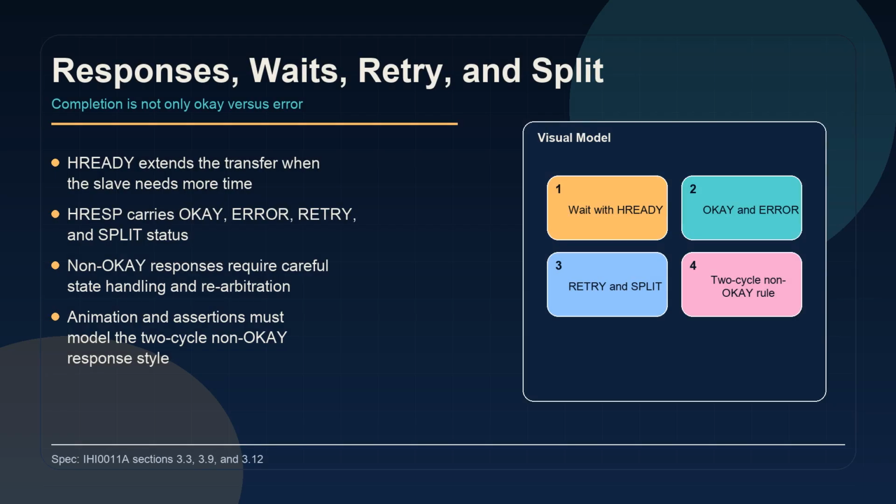Completion logic is where many AHB bugs live. HREADY extends a transfer when a slave needs more time. HRESP distinguishes OK, error, retry, and split. Retry and split are not just error flavors. They drive master state changes and often rearbitration. Your verification model has to capture that behavior explicitly.